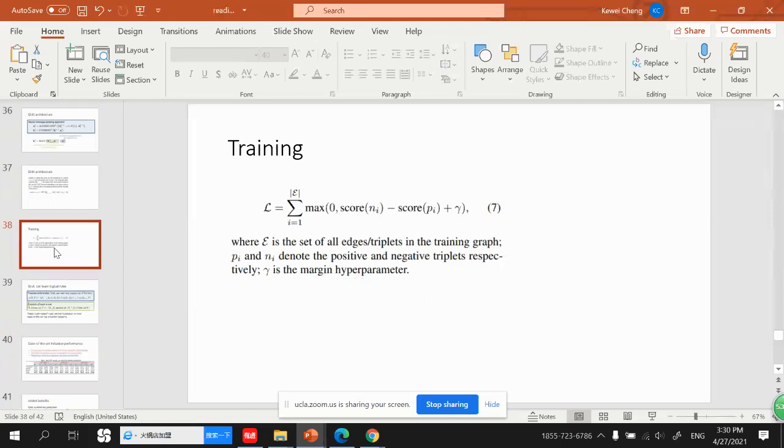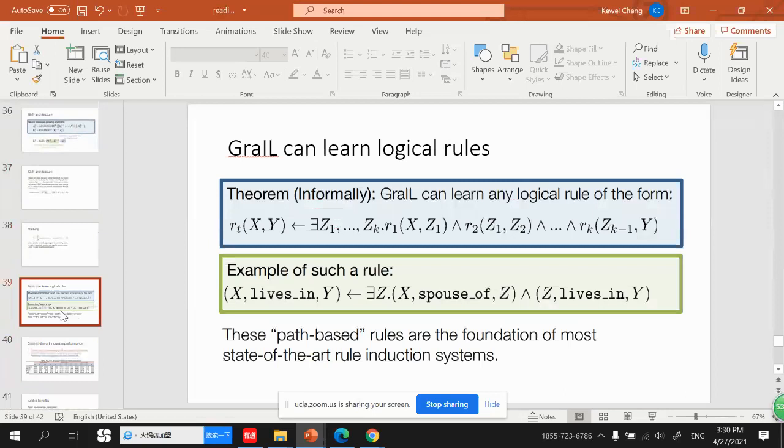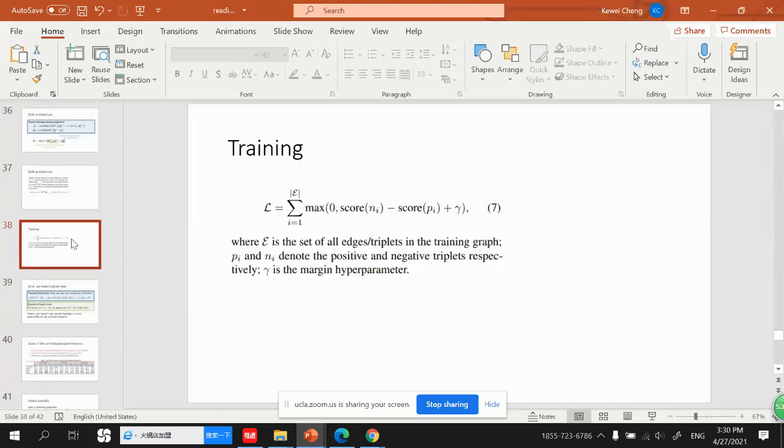How do they get this subgraph level embedding?